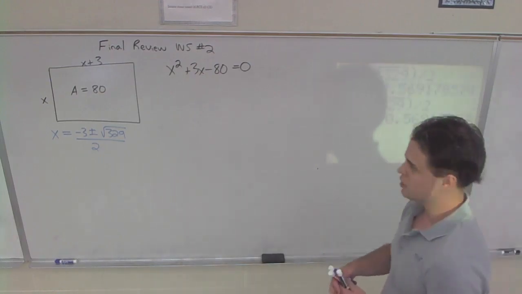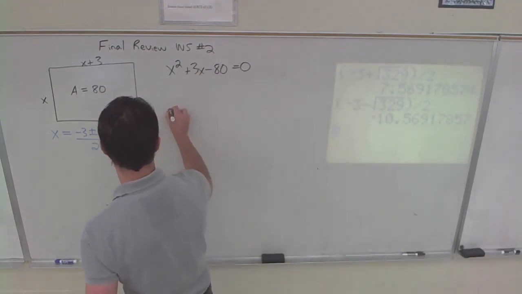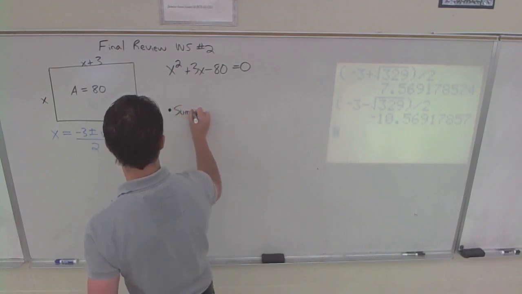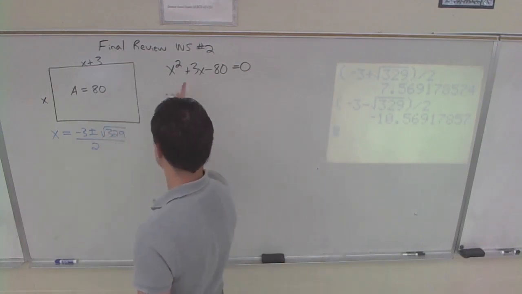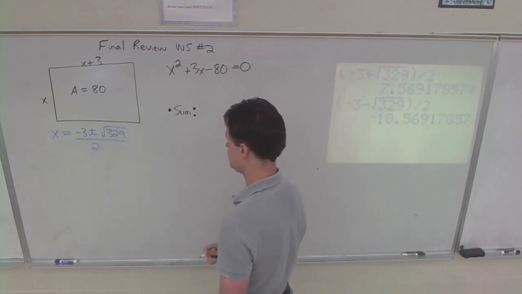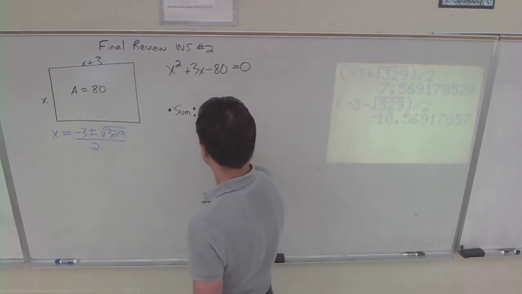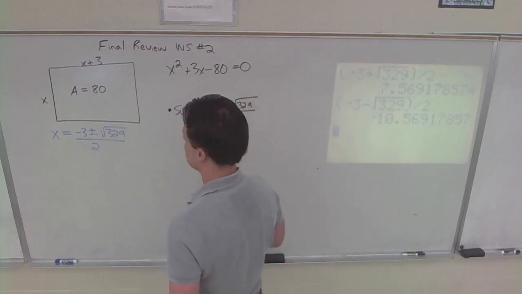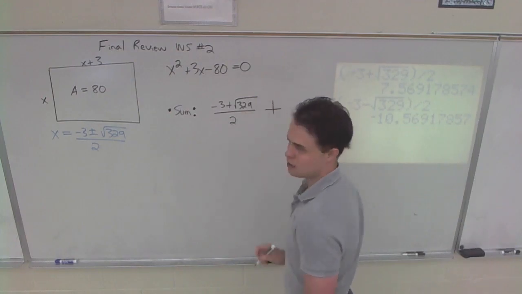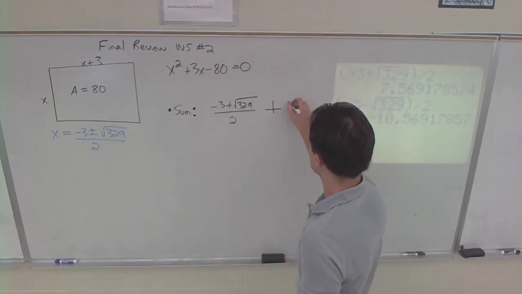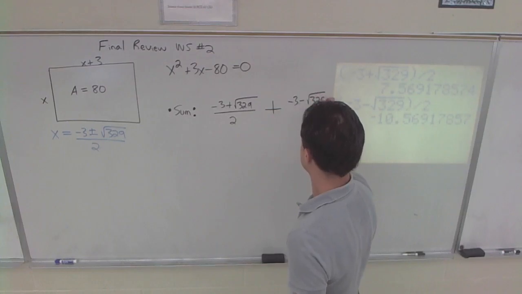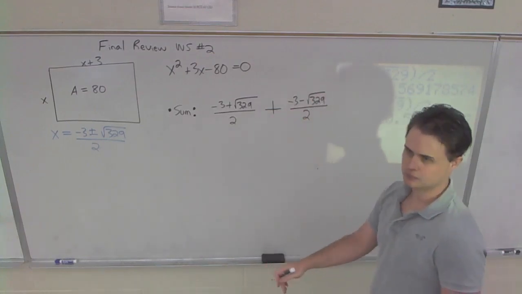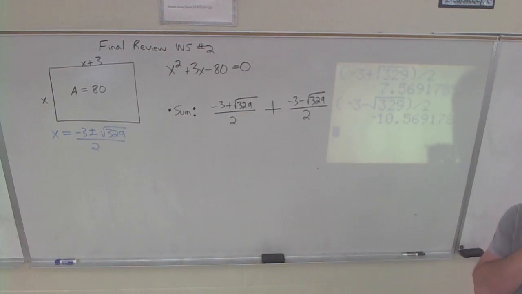Let's see what happens. So let's sum them, and this is the same thing I asked you to do a couple of days ago. So what is the sum of the two answers to this parabola, the two roots? So I'm going to go -3 plus root 329 over 2, and I'm going to add that to -3 minus. Okay, can you guys help me reduce this? We'll use our calculator if we need to, but I don't think we're going to need to.